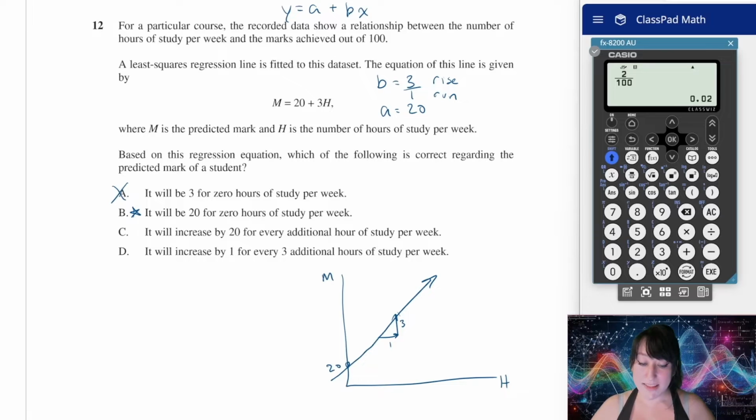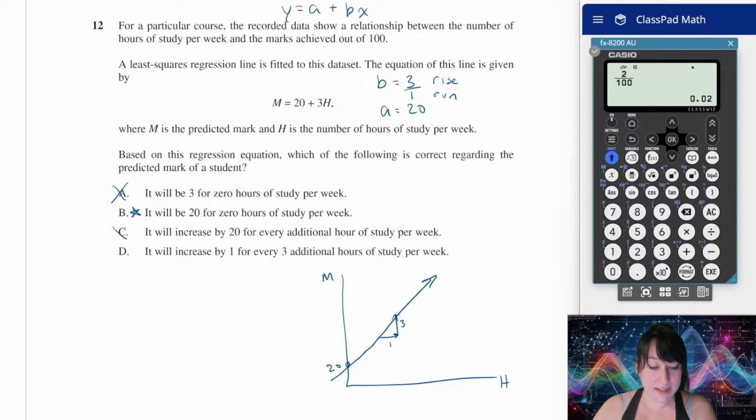Now C says it will increase by 20 for every additional hour of study per week. As we already discussed, it's going up by 3 for every extra hour of study. That's the gradient. But you could even check that by making h 1 and then 2 and seeing how much it goes up by. We know that 20 is actually the starting value.